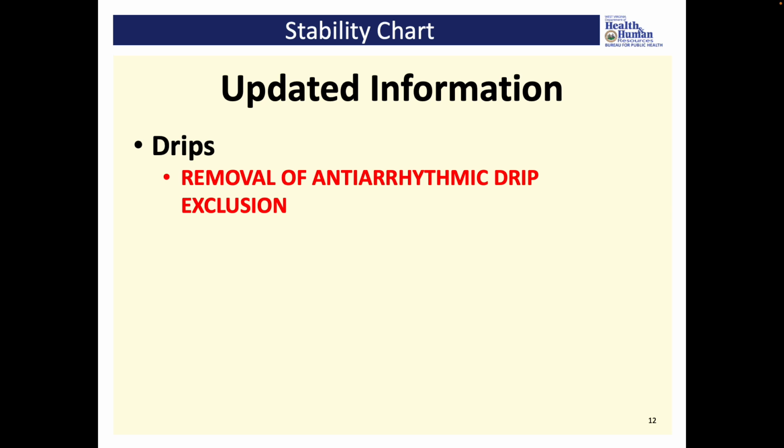Another thing in the drips that was removed was the antiarrhythmic drip. So before, if that was 1 vasopressor and an antiarrhythmic drip, that was taken. This has now been taken out.